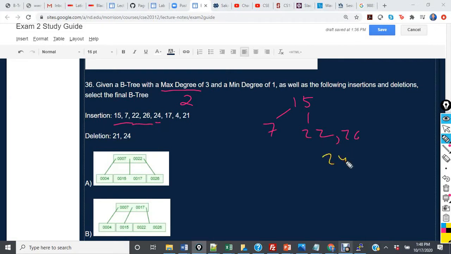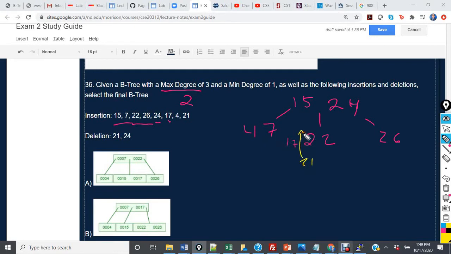24 would be in the middle, and it would split and raise at 22 and 26. But because we have an empty node here, 24 is going to go into that empty spot. So I am going to put 24 here in the middle, the second element, then 22, and then 26. Then we're going to have 17 here. We'll have 4 on the left, and then we put in 21.